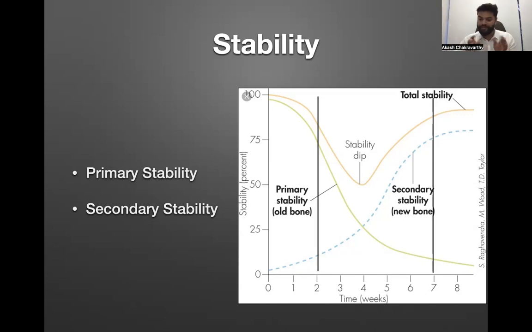Now, during this in-between phase where the primary stability dips and the secondary stability comes up, there is a stability dip. Now, this stability dip is very, very important. You cannot touch the implant in this stability dip region. You have to let it be. It is a remodeling phase. If you touch your implant in this stage, then you're looking at a failure of the implant.